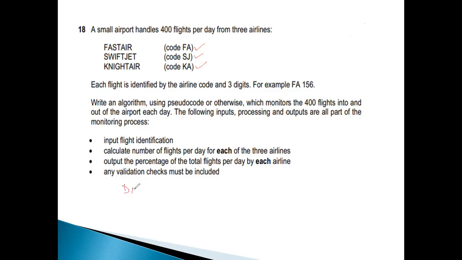Okay. Declare. Basically, these three variables. Declare FA and SJ and KA. Okay. Yeah. How it will be? Integer or string? Okay. It should be integer. I tell you why. Because these three variables will have a total. Okay. These three variables will have a total.